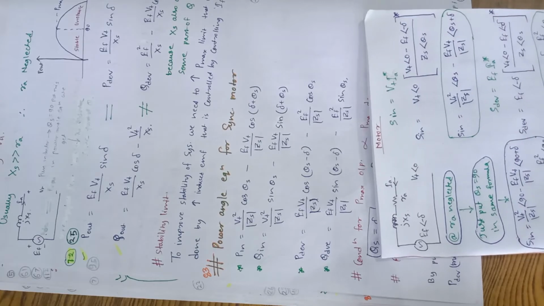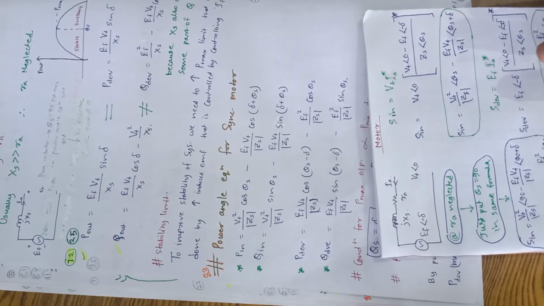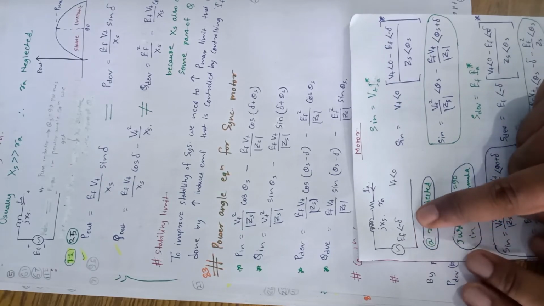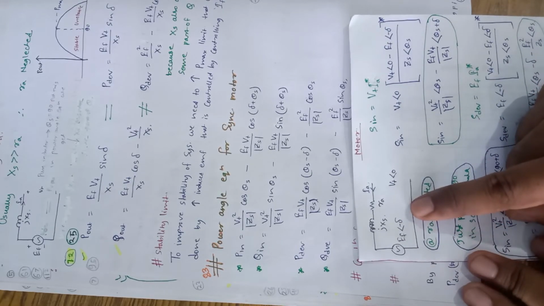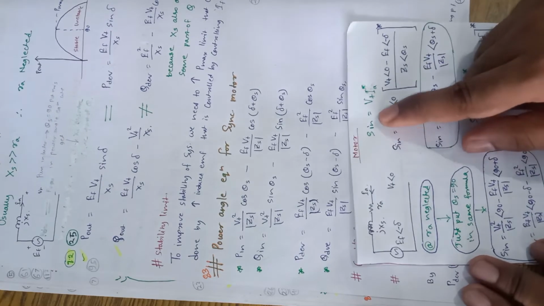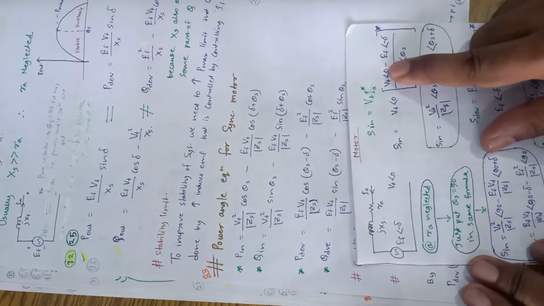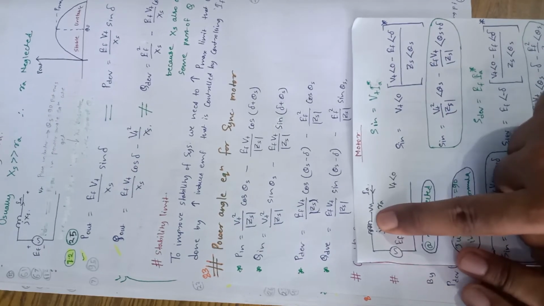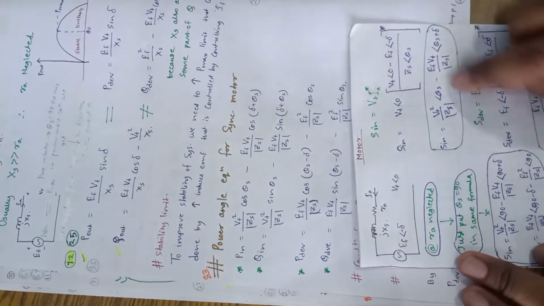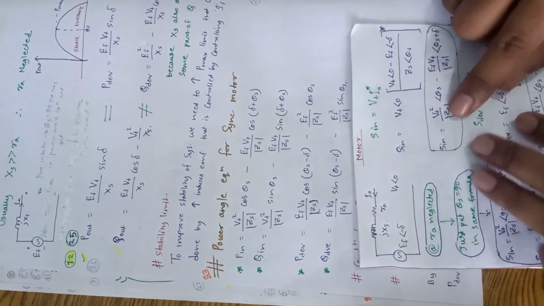In the same way, we can derive the equations for the motor also. This is the equivalent circuit of a motor. Here what we have to find out is the input power and the developed power. Input power means S equals V I conjugate, and I we know very well is (VT minus EF) upon impedance. After simplifying, we get this.